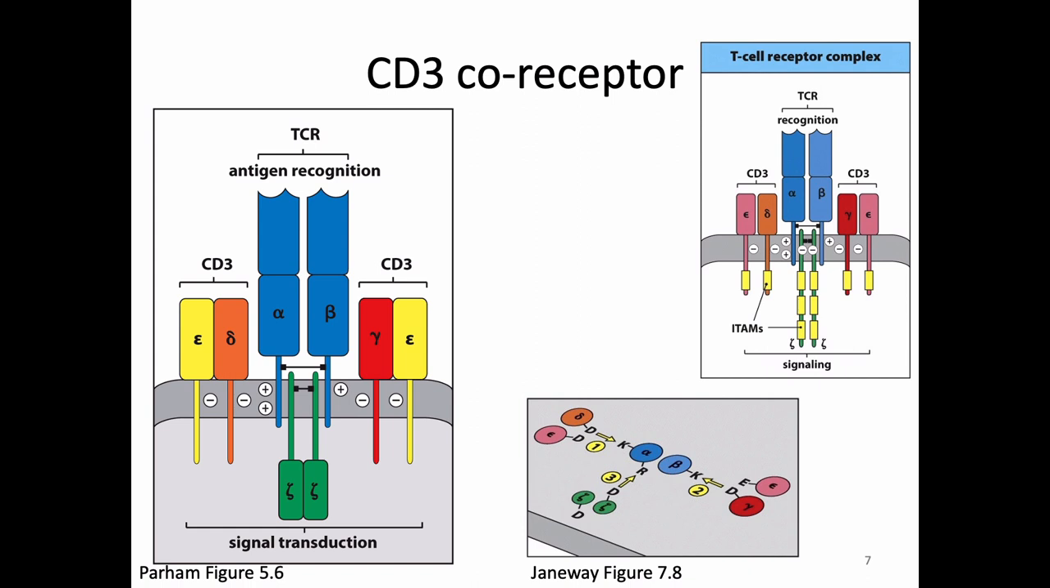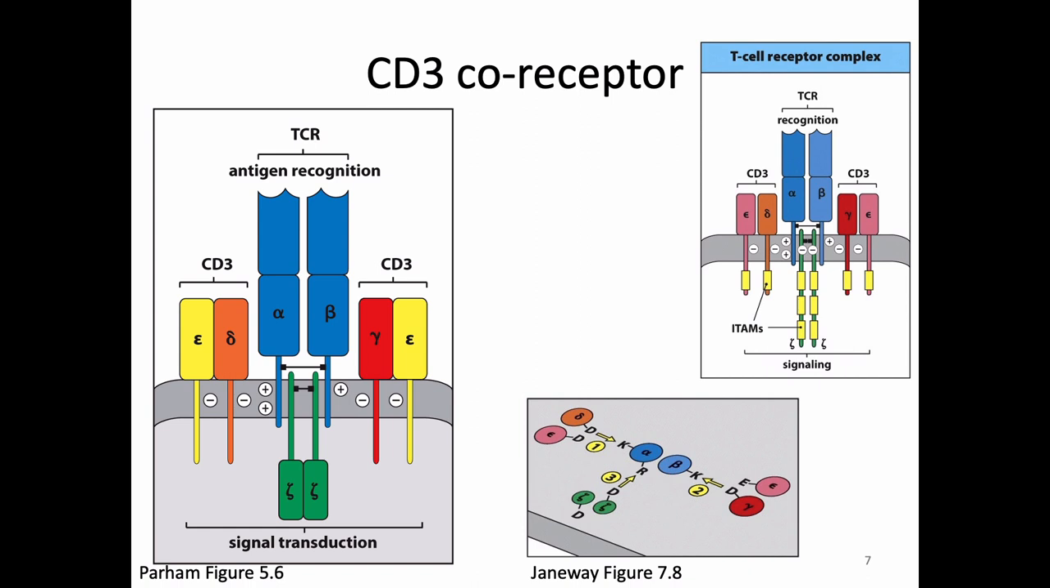So part of the co-receptor that we use for the T cell, the TCR, is this co-receptor known as CD3. So CD3 is the partner protein that is used in the case of the T cell receptor. CD3 has six chains. It has this dimer over here, which consists of a delta chain and an epsilon chain; this dimer over here, which has a gamma chain and an epsilon chain; and this dimer here, that is two zeta chains.